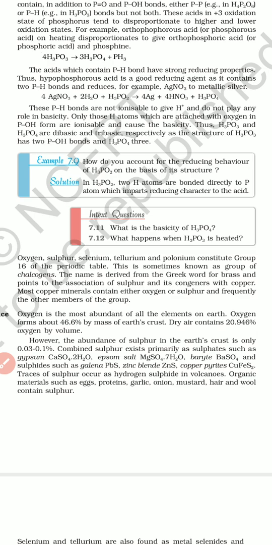Next, an example question. How do you account for the reducing behavior of H3PO2 on the basis of its structure? In the H3PO2 molecule, 2 hydrogen atoms are bonded directly to the phosphorus atom, which imparts reducing character to the acid. So those hydrogen atoms impart the reducing character it exhibits.